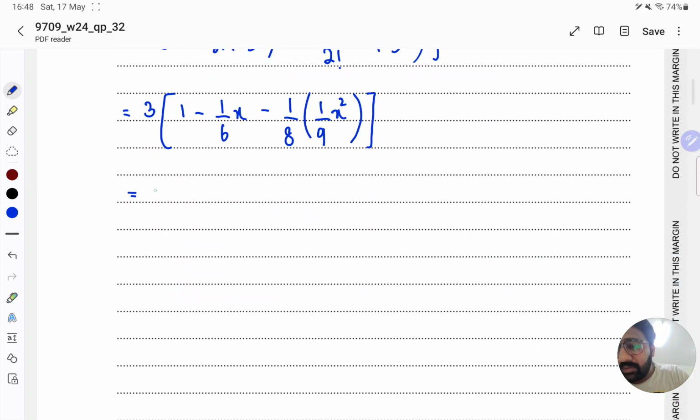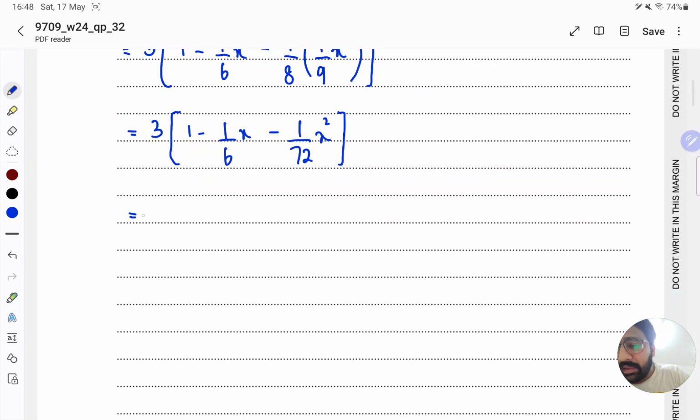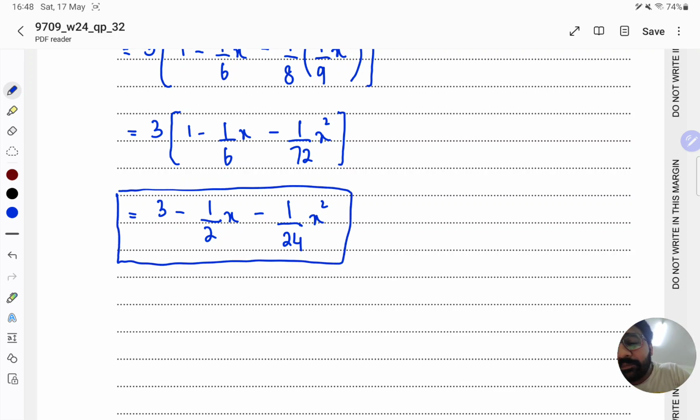Now let's do the simplification. 3 bracket 1 minus 1 over 6x minus 1 over 72x square. Now if you simplify and do the multiplication with 3, it will become 3 minus 1 over 2x minus 1 over 24x square. So this is the final answer for this.